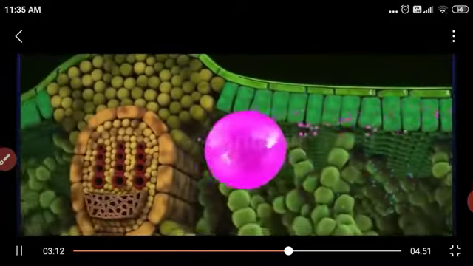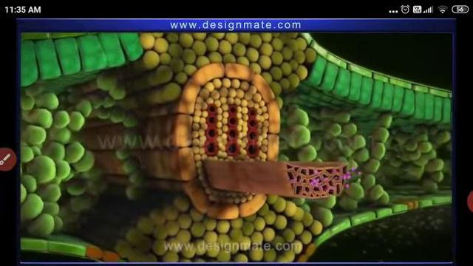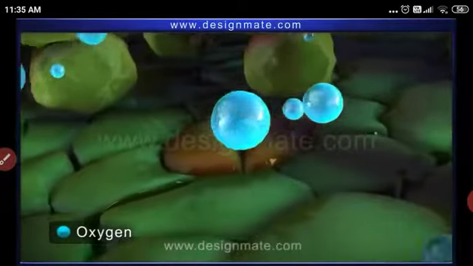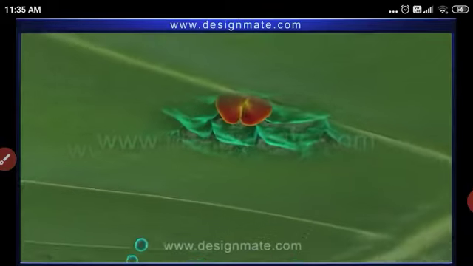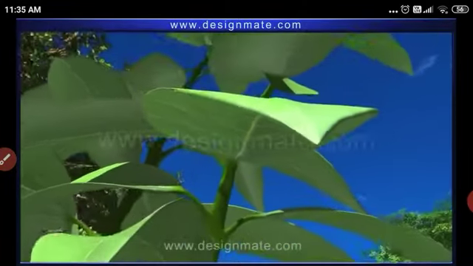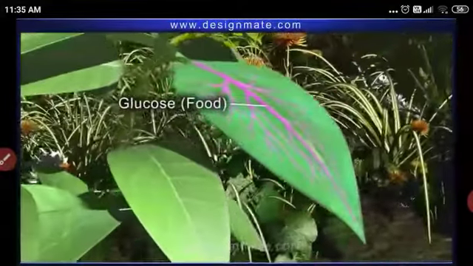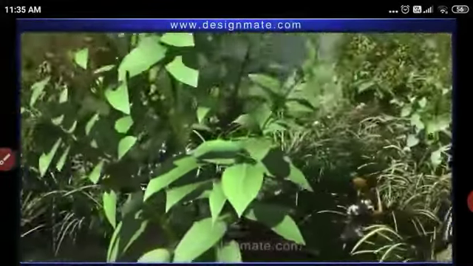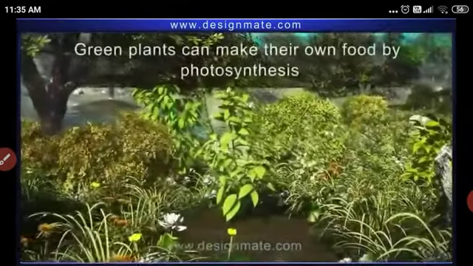See, this is the phloem tissue. This phloem tissue transports the food to all parts of the plant, and the oxygen is released through the stomata into the atmosphere. The food is collected and transported by the phloem tissue to each and every part of the plant. This process happens in the leaf, so the leaf is called the food factory of the plant. Let us summarize what the actual process is.